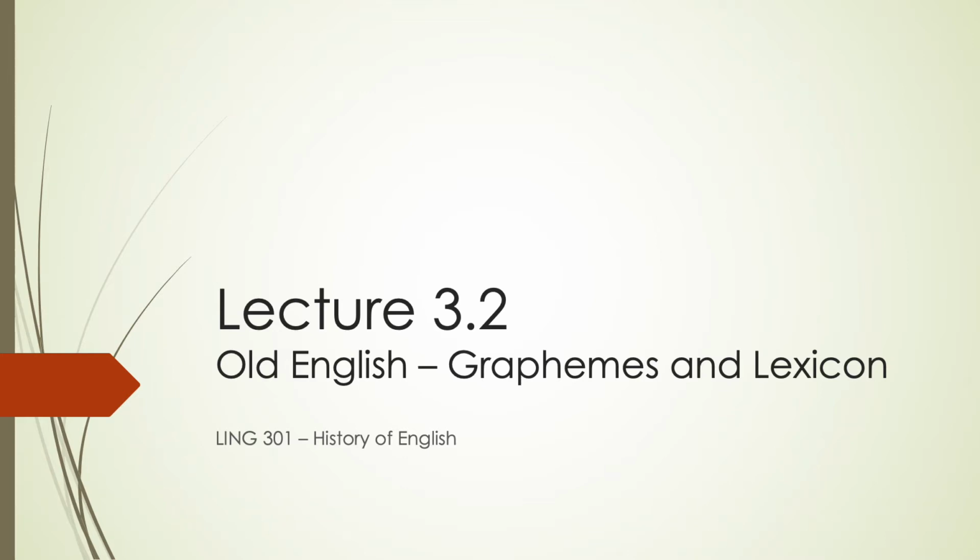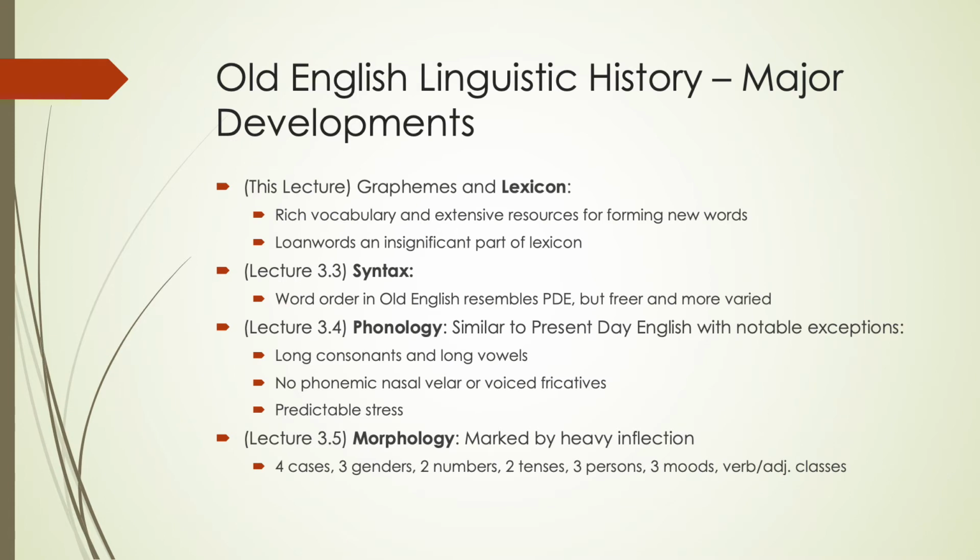Welcome back. This is going to be the first of several lectures focusing on the linguistic history of Old English. We'll start with some graphemes and lexicon, and we'll see in this lecture that there's a rich vocabulary and extensive resources for forming new words. We got a little bit of a taste of that in the social and political history lecture, and loanwords are actually a relatively insignificant part of the lexicon during the Old English time period.